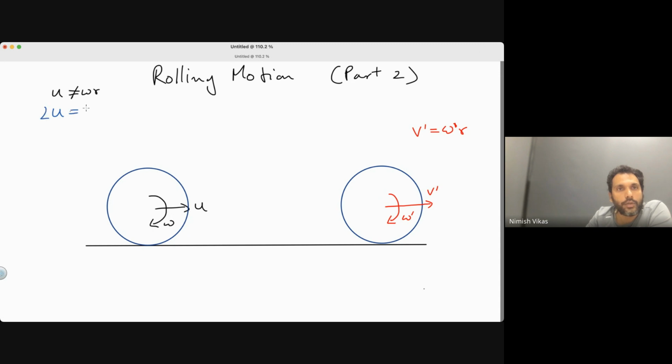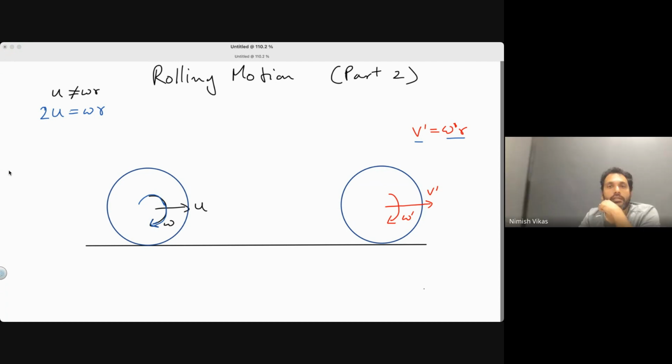Say 2u is equal to omega r. Omega is too big. Is that clear? And we have to find the final pure rolling velocity. Is the question clear, guys?